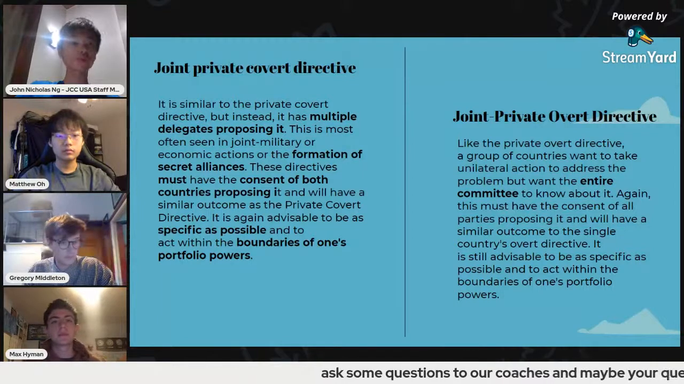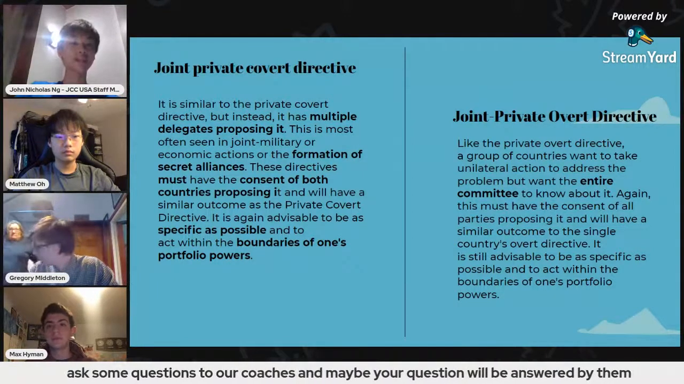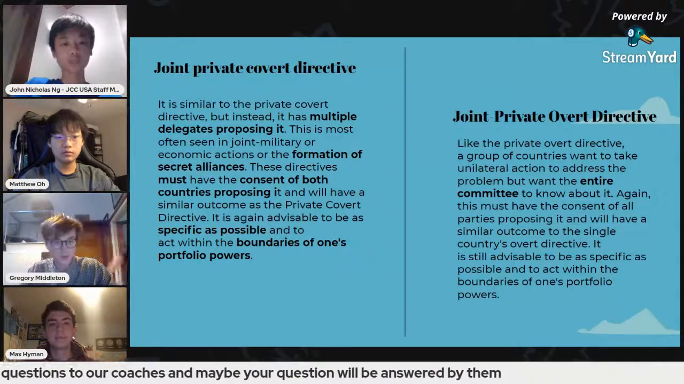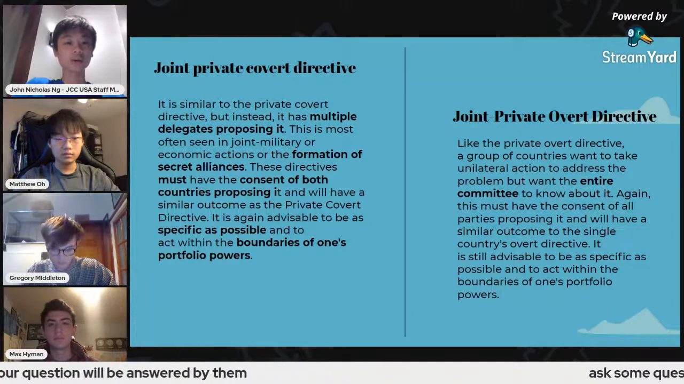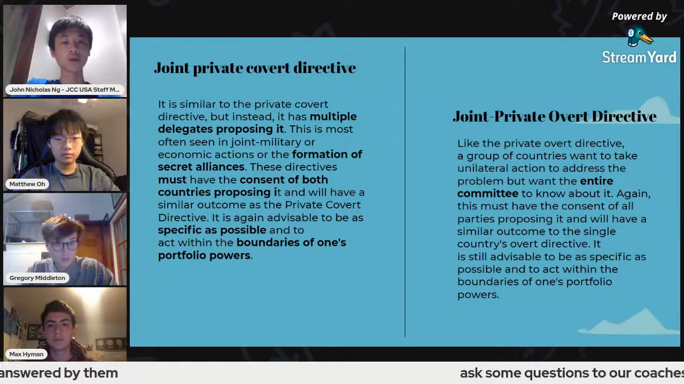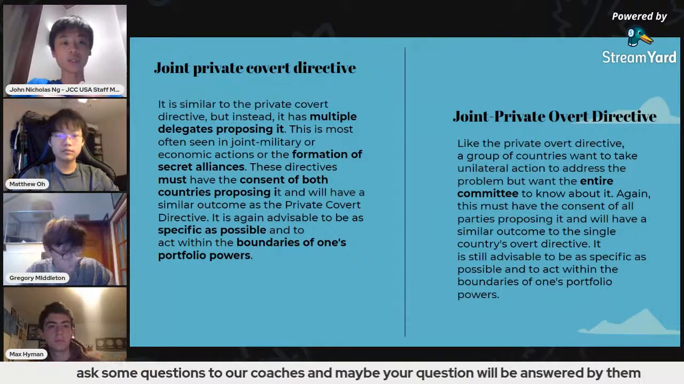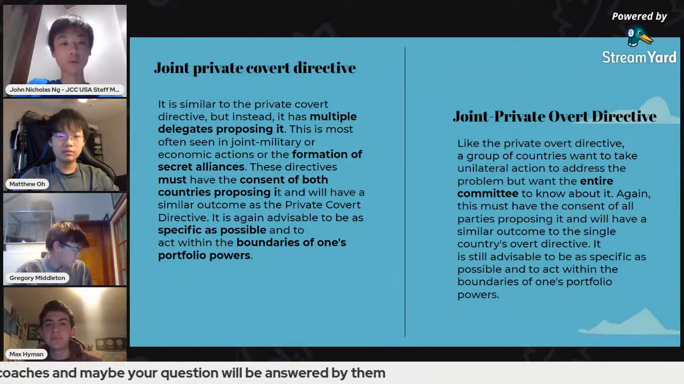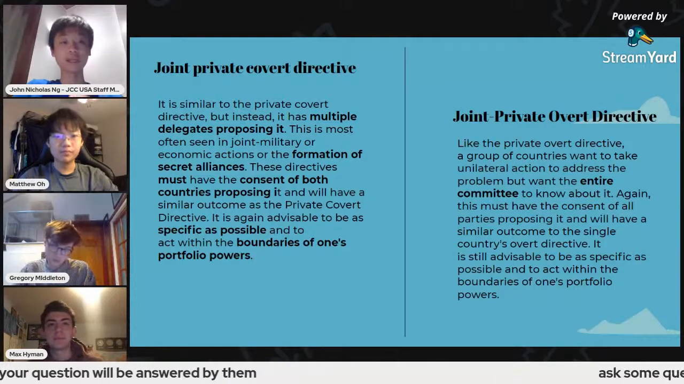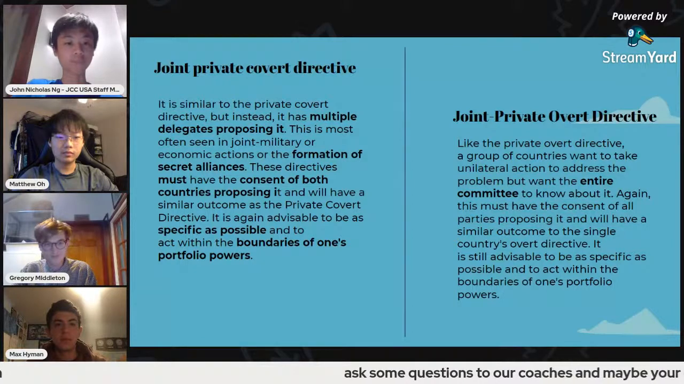The joint private covert directive is very similar, as I mentioned, to the private covert directive, but the idea is that multiple delegates are proposing it. Again, this is most often seen in joint military or economic actions, and these include formation of secret alliances, because the people forming this directive are multiple delegations and not just one. And so, of course, there has to be consent of both countries proposing it, or else this is not really the definition of joint. So there needs to be consent throughout.